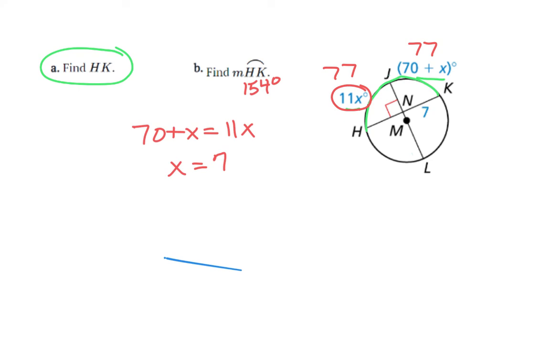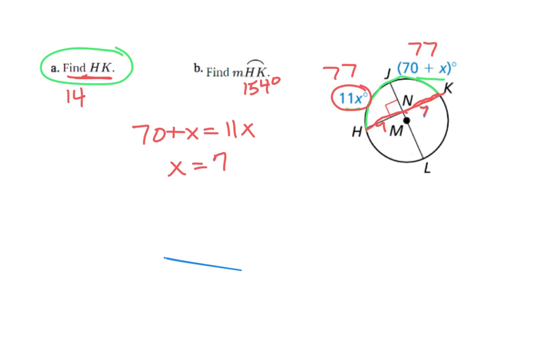And that's by adding the two of them together. I'm also asked to find the length of HK. And if I again look at the picture, I'm given specific information. I'm given that KN is 7 because that diameter is perpendicular to the chord. That means this piece is also 7, which means that HK is 14.